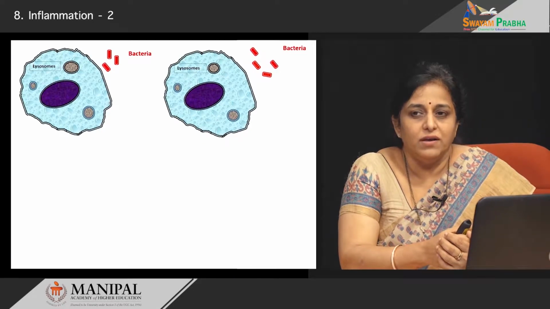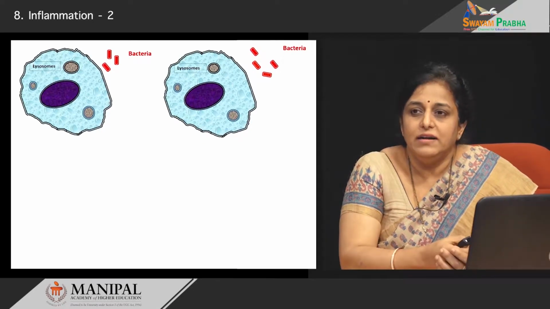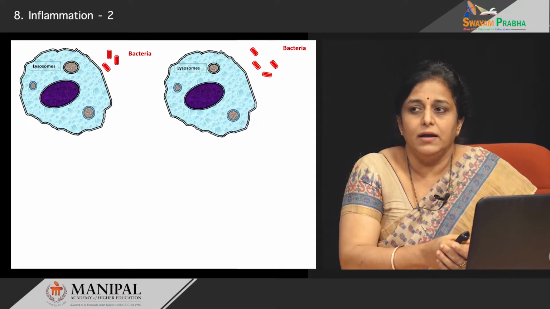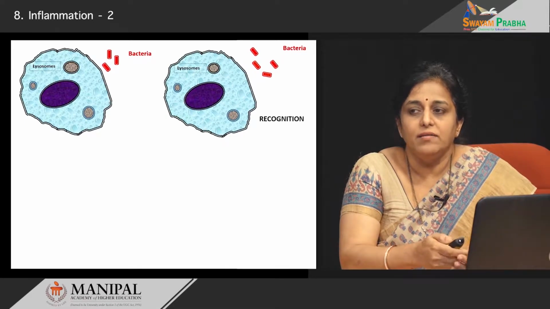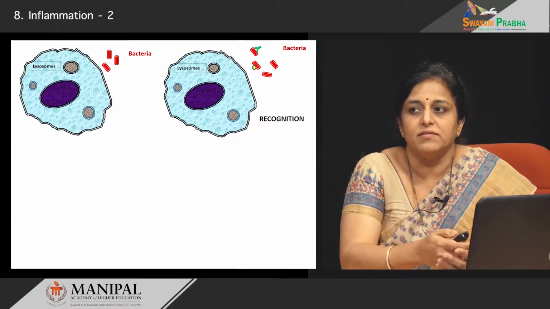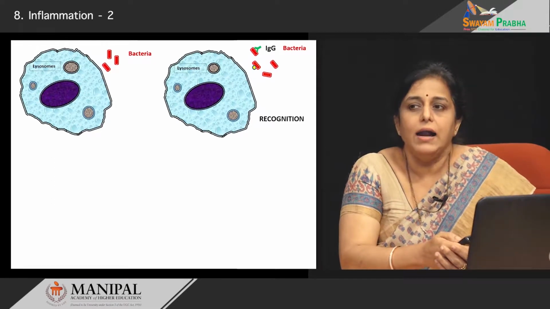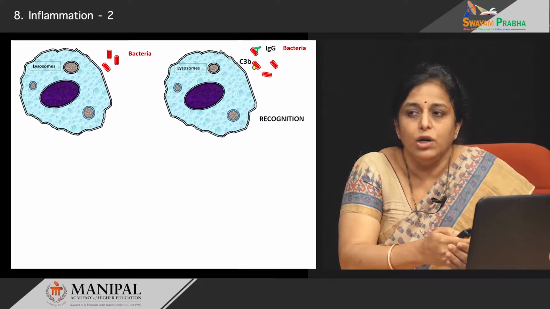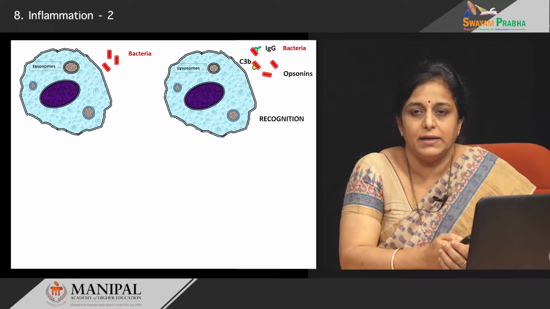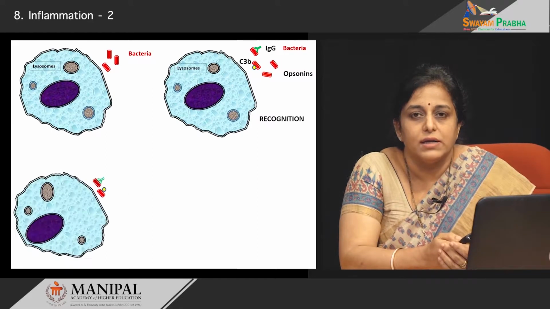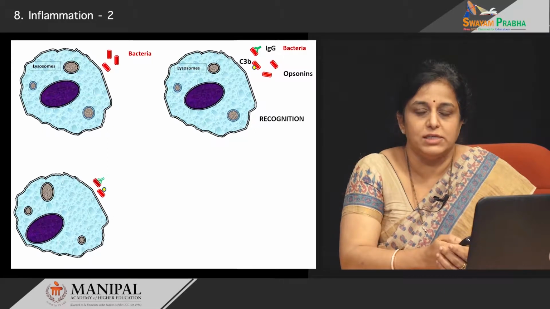Now, what you can see here is the leukocytes. The red cylinders that are seen here are the bacteria. The leukocytes cannot identify or recognize them unless the bacteria are coated by certain substances called opsonins. The opsonins are usually immunoglobulins and the complements. Now, the leukocytes are able to recognize the bacteria. So, this process is called recognition or opsonization.